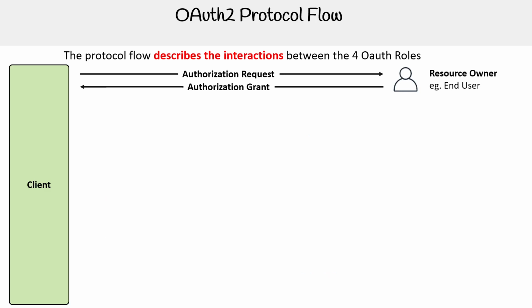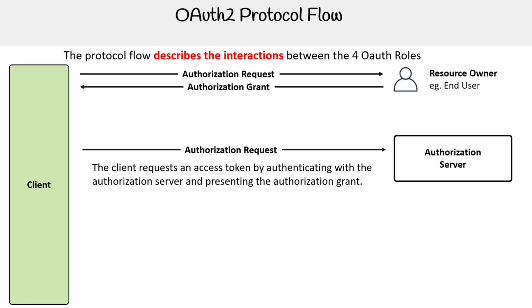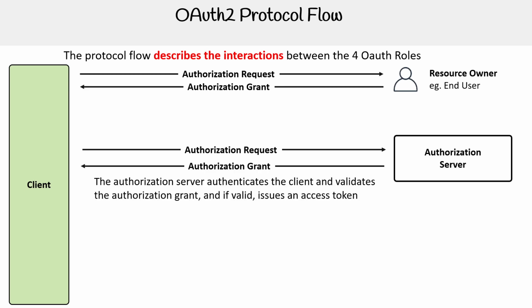All right. So continuing on, now we have the access token request. The client requests an access token by authenticating with the authorization server and presenting the authorization grant. Okay. And the authorization server authenticates the client and validates the authorization grant, and if valid, issues an access token. So now we are getting our access token after we've done our authorization grant.